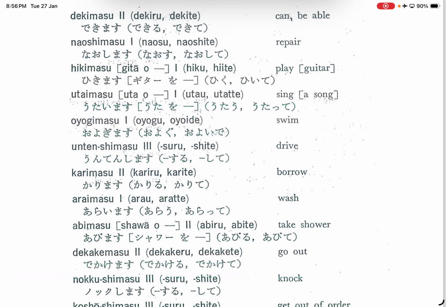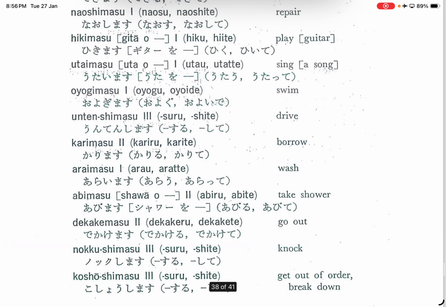As you can see, there's a square bracket. So basically, we need an item to do this, right? So utaimasu means sing, right? You sing a song, right? Hikimasu means you play, or rather you strum. So you strum what? Strum a guitar. So guitar wo hikimasu. But we don't say piano wo hikimasu, because hikimasu is a bit of strumming. So we can't strum a piano. I mean you can. You open the piano up and you strum from behind. Okay, next. Oyogimasu.